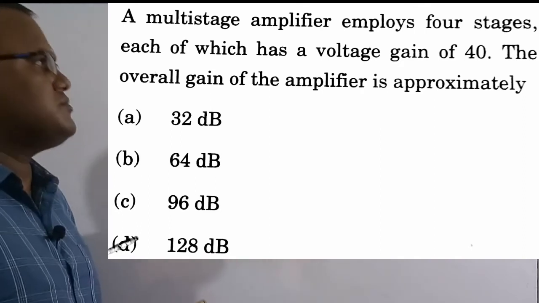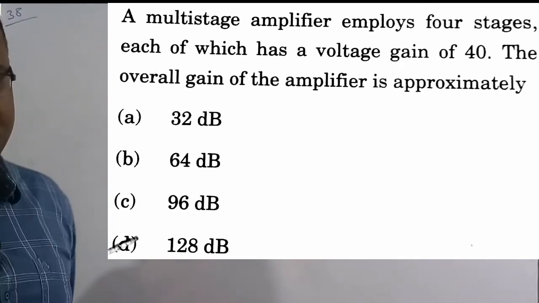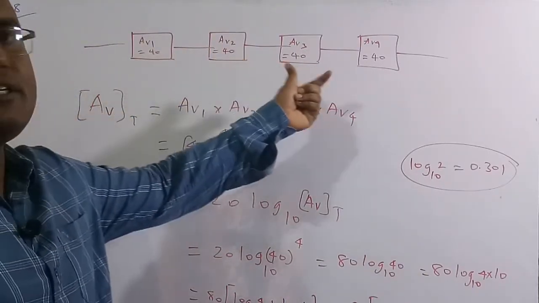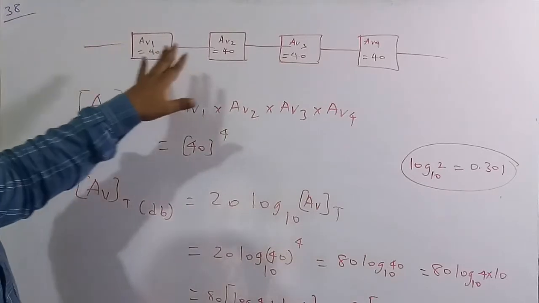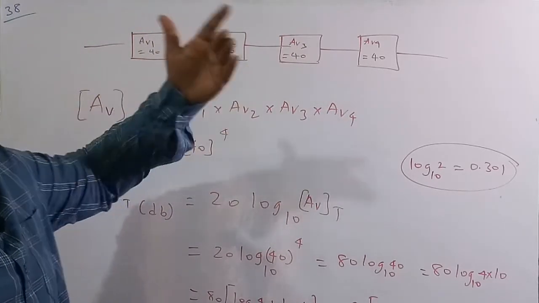So what are the 4 options? Option D, 128 dB is the correct solution of this question. So let's solve this numerical. It is a multi-stage amplifier, meaning it consists of different blocks. Each block has a voltage gain of 40. We have to find the overall voltage gain in terms of dB.